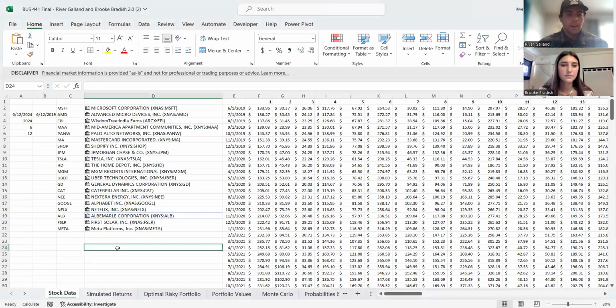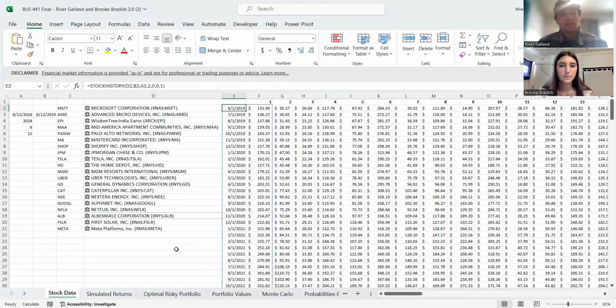EPI, MAA, which is the Mid-America Apartment Communities, a REIT, Palo Alto Networks, MasterCard, Shopify, JP Morgan, Tesla, Home Depot, MGM, Uber, General Dynamics, Caterpillar, NextEra Energy, Google, Netflix, Albemarle, First Solar, and Meta.